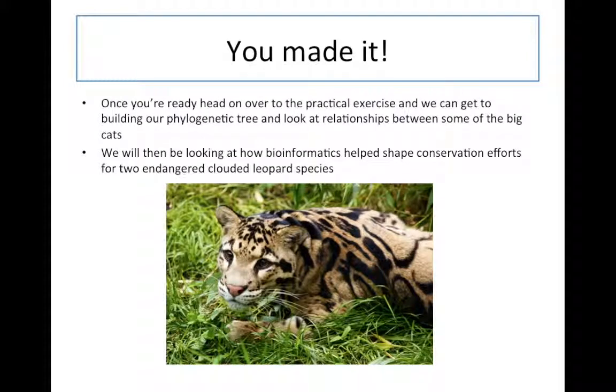And once you're done, head over to the practical exercise and we can get to building our phylogenetic tree and looking at the relationships between some of the big cats. We will then be looking at how bioinformatics has helped shape conservation efforts for two of the endangered clouded leopard species, like this guy down here. See you there guys!